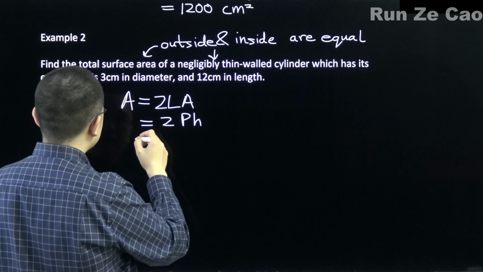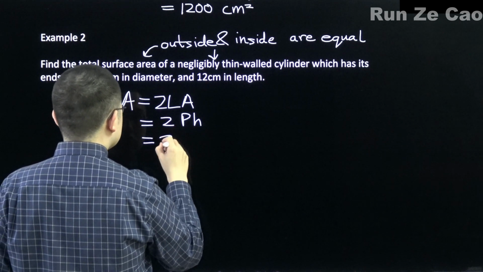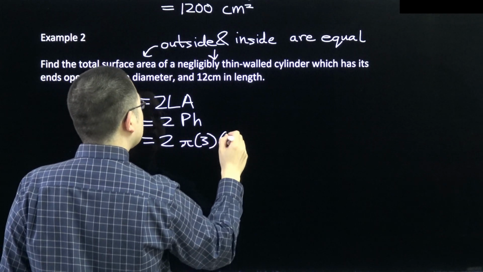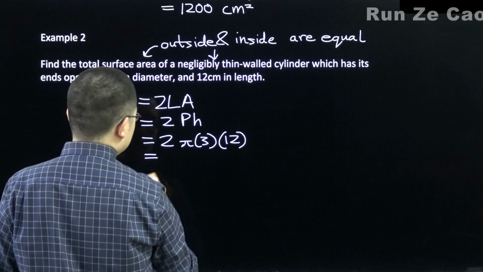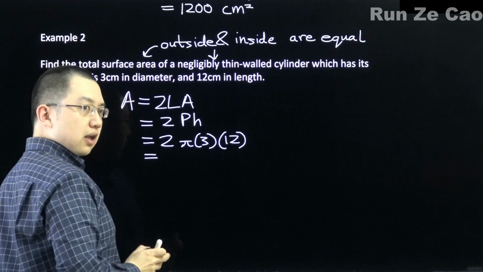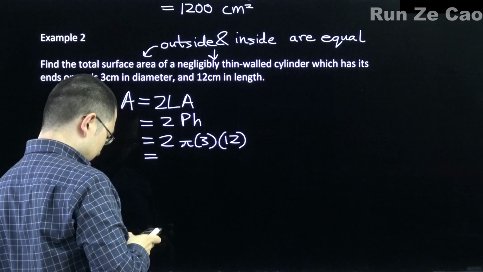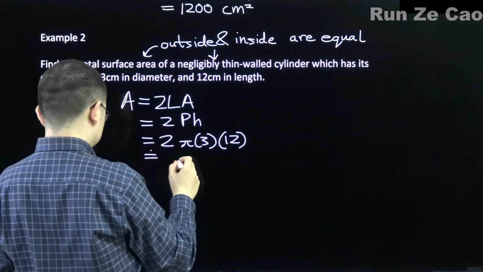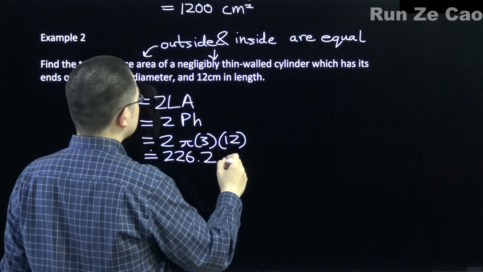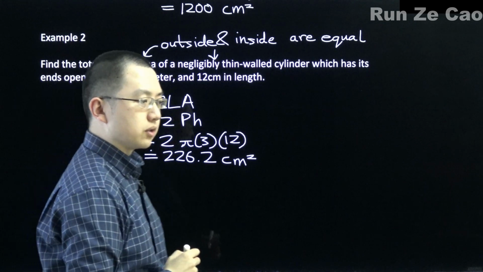So, 3 centimeters in diameter. Pi d is the perimeter. You're looking at 2 times pi times 3 times height, which is 12 centimeters. So, 2 times 3 is 6. 6 times 12 is 72 times pi. 72 times pi is 226.2 centimeters squared. Those are the units.